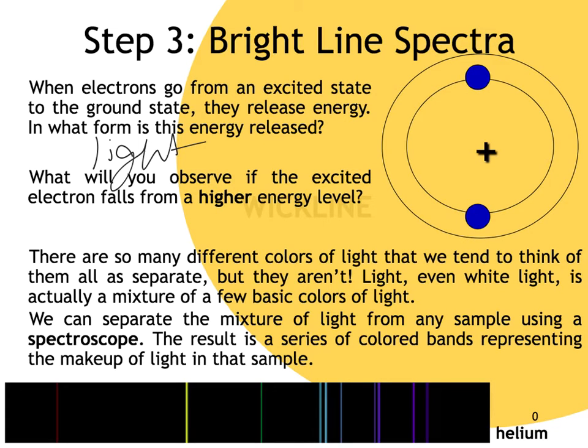What would you observe if the excited electron falls from a higher energy level? So if it falls from a higher level rather than a lower level, you might observe something different. So what I would say is that you're going to observe a higher energy color of light.